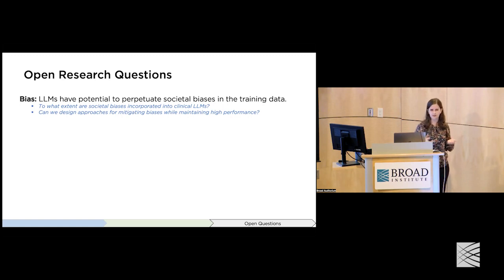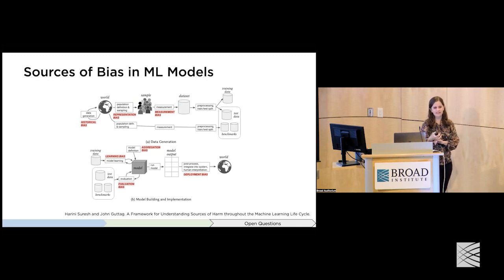This naturally leads to the question, to what extent are these biases found in these clinical language models? And then, the really important question is, can we design approaches for mitigating biases while maintaining high performance on these models? So there are many different ways that bias can be incorporated into machine learning models, both through the data generation and the model building and implementation process.